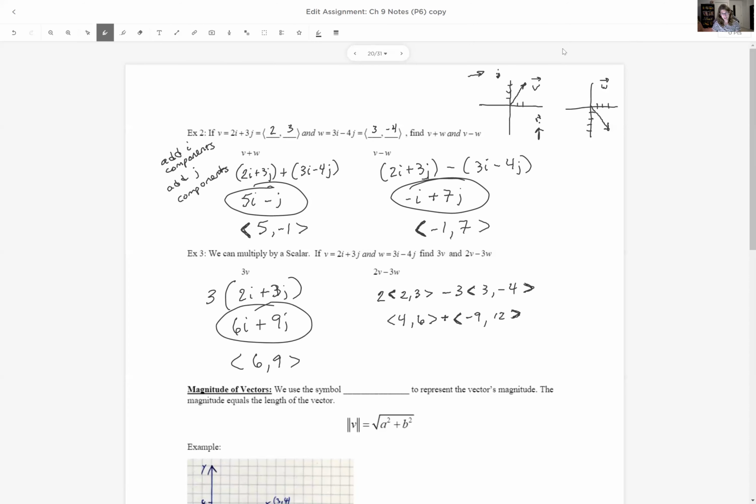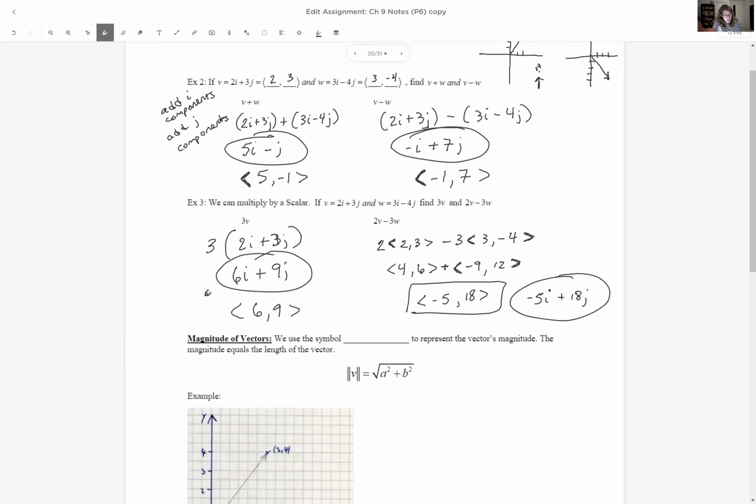And again, add components. So we're going to take 4, add it to negative 9, get negative 5. 6 plus 12 is 18. So there's the vector in bracket notation. This time, if I go backwards, that would be negative 5i plus 18j. I like bracket notation, but both are used quite commonly.